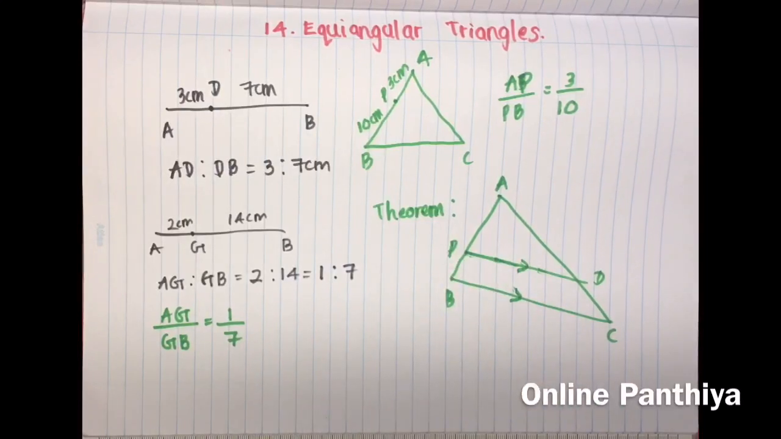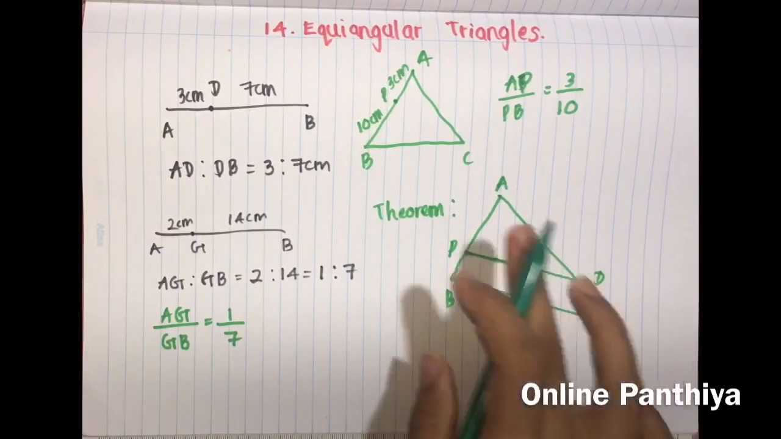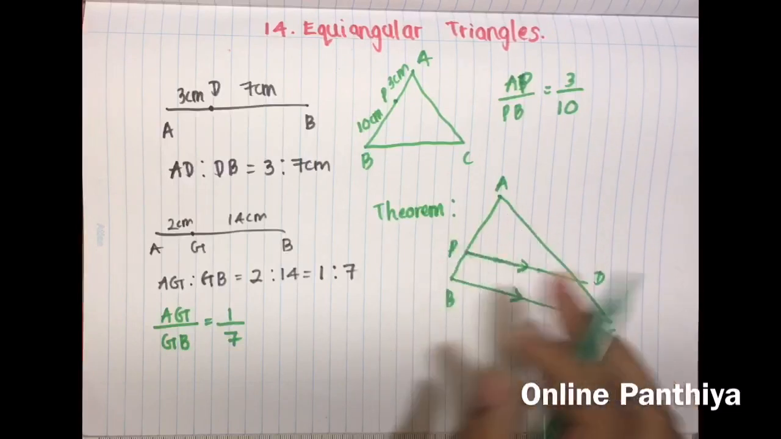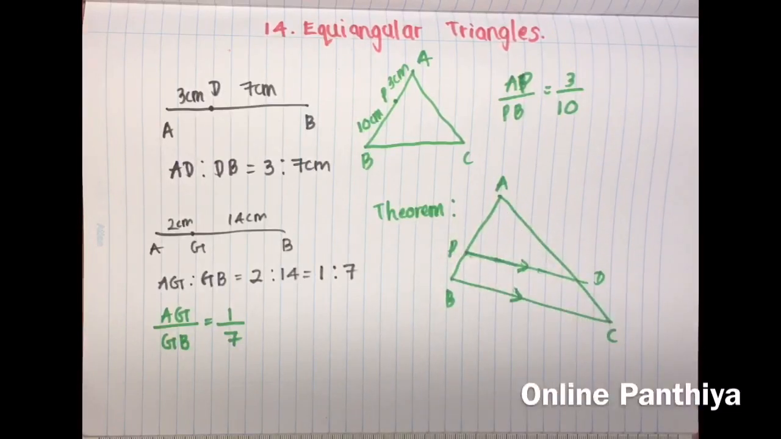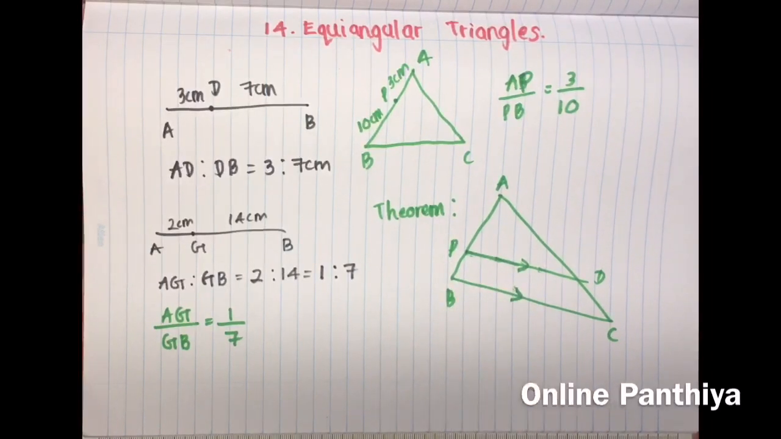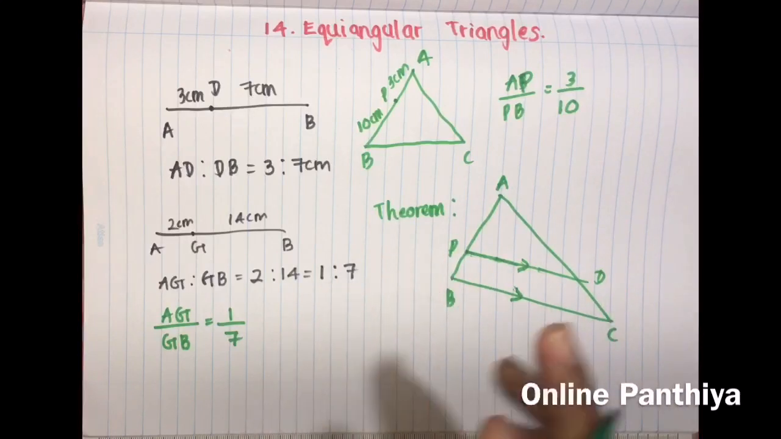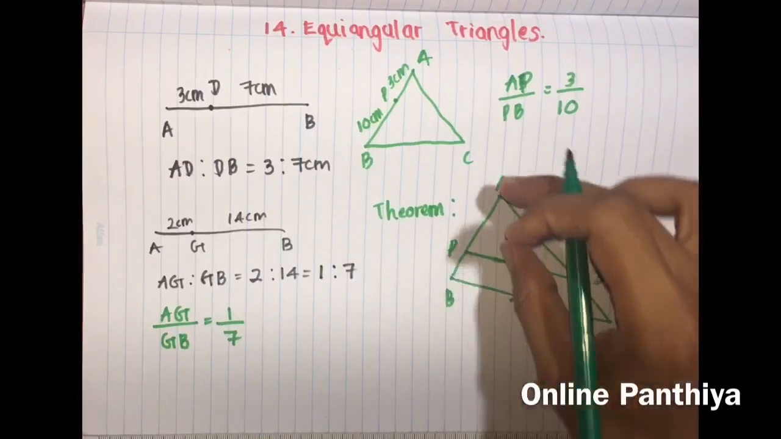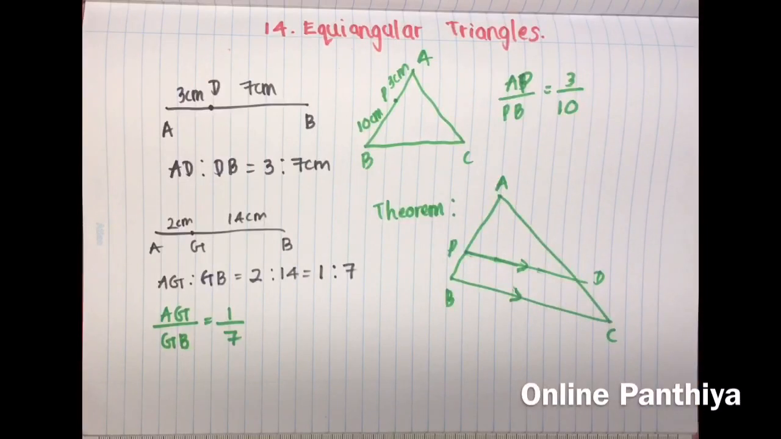Understand? In any triangle, if you draw a line parallel to one of the sides, then the other two sides are divided in equal ratios. You have a few questions to solve here. A line drawn parallel to a side of a triangle divides the other two sides proportionally. That means these fractions are equal. The two ratios are the same. Clear?